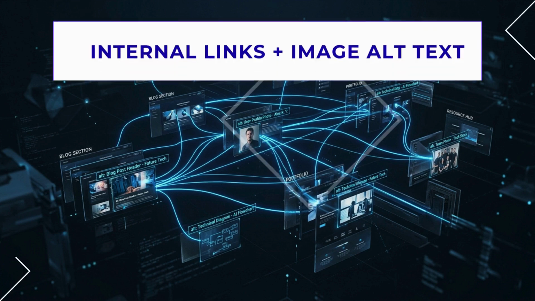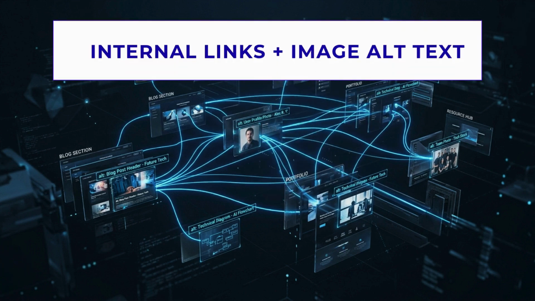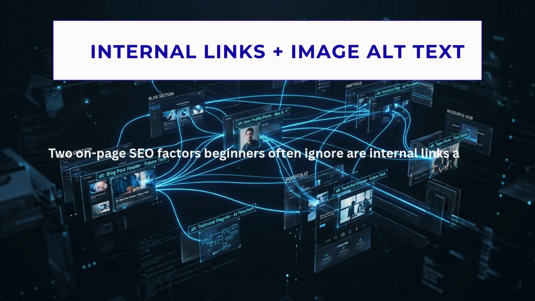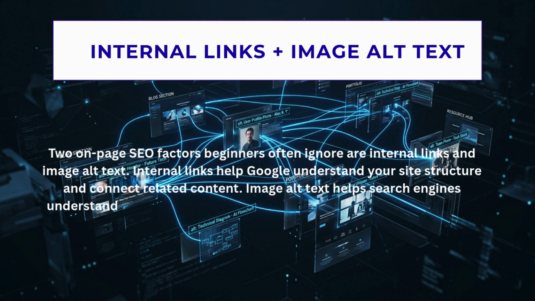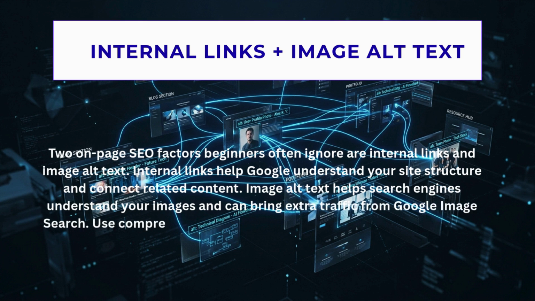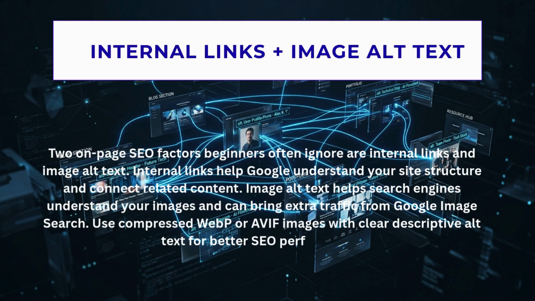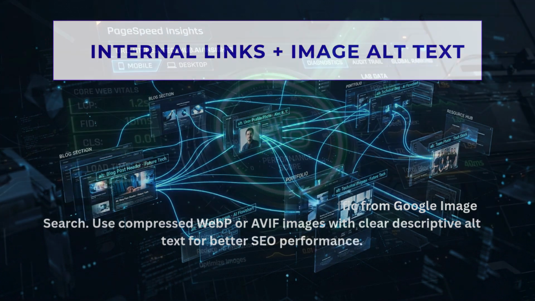Factor 4 is internal links plus image alt text. Two on-page SEO factors beginners often ignore are internal links and image alt text. Internal links help Google understand your site structure and connect related content. Image alt text helps search engines understand your images and can bring extra traffic from Google image search. Use compressed WebP or AVIF images with clear descriptive alt text for better SEO performance.